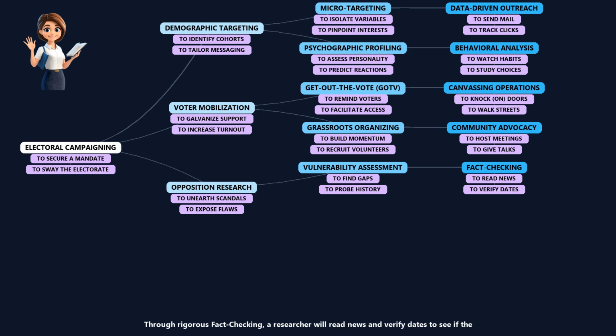Fact-checking. Through rigorous fact-checking, a researcher will read news and verify dates to see if the rival is telling a lie. To put it simply, they're acting like a detective to catch the other person making a mistake.